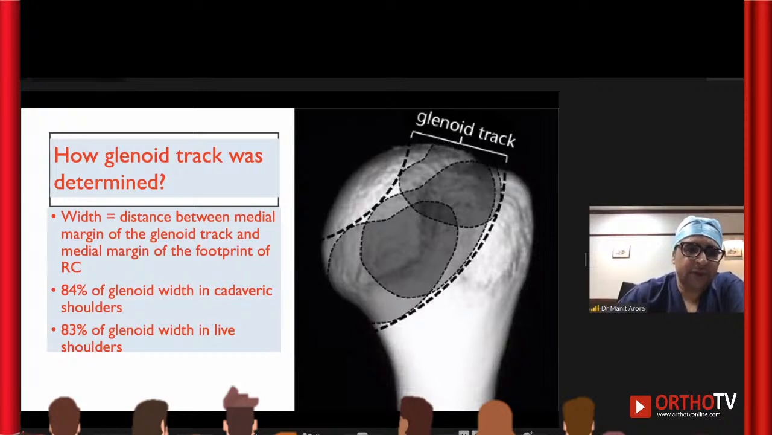So how was the glenoid track concept initially determined? The width of it is the distance between the medial margin of the glenoid track and the medial margin of the footprint. And the reason why we use these numbers, 84%: the initial studies actually showed it's 84%, but they were done in cadavers. Whereas the newest studies, which we're using now for 0.83, were done in live shoulders, and so they're a bit closer to the natural anatomy.